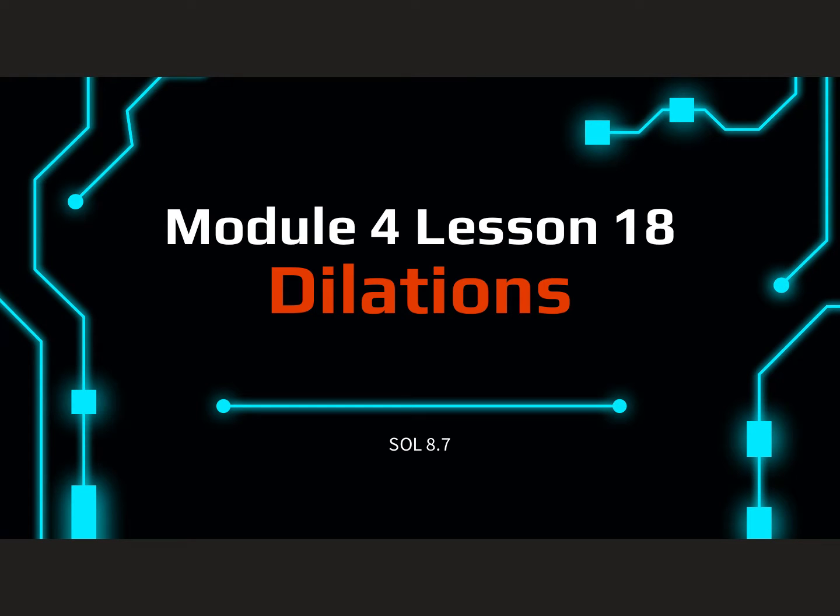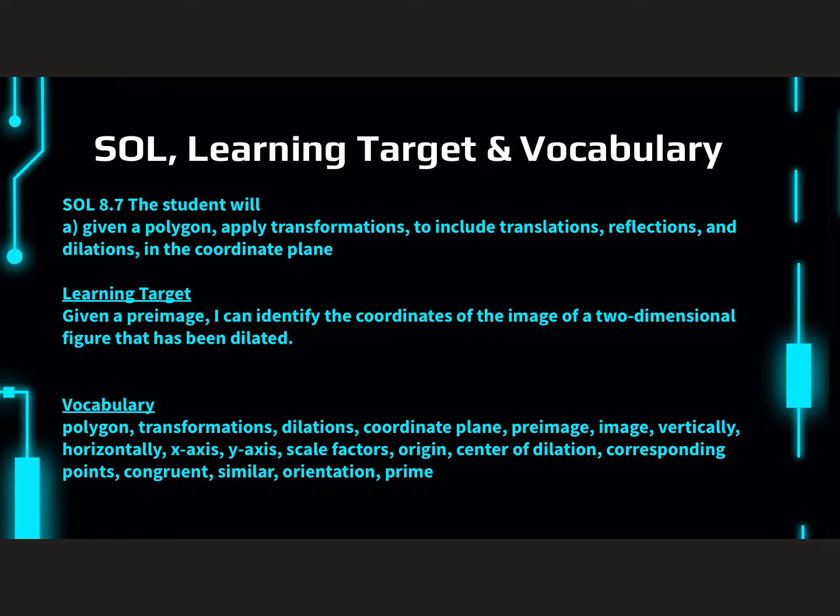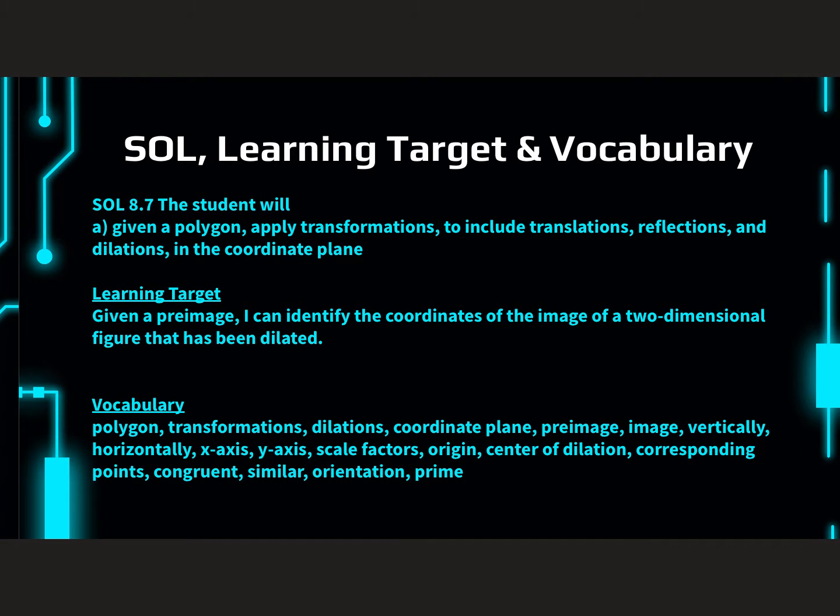For today's lesson, we're going to take a look at Module 4, Lesson 18, Dilation. So in the previous lessons, Lesson 14 and 15, we looked at dilating on the coordinate plane and also identifying. For this lesson, we're mostly going to focus on identifying. All right, so this is still SOL 8.7. Given a polygon, apply transformations to include translations, reflections, and dilations. Our focus for this lesson is dilations.